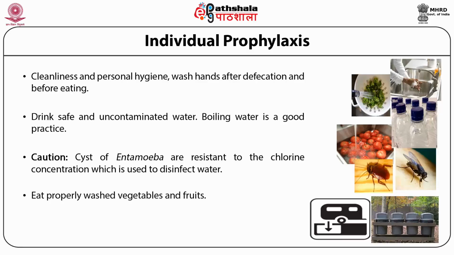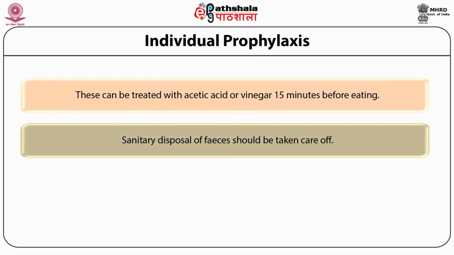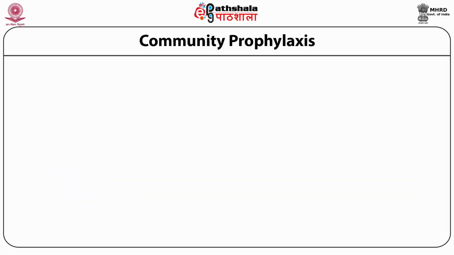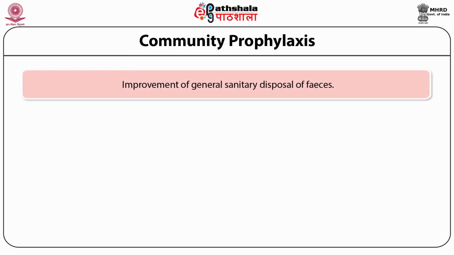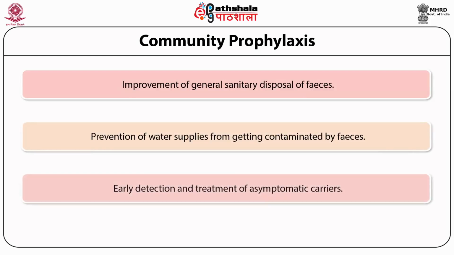Eat properly washed vegetables and fruits. These can be treated with acetic acid or vinegar for 15 minutes before eating. Vinegar is easily available in houses. Sanitary disposal of feces should be taken care of. Care should be taken to keep the mechanical carriers like houseflies and cockroaches under control. Keep the food stock covered. Talking about the community prophylaxis, improvement of general sanitary disposal of feces, prevention of water supplies from getting contaminated by feces, and early detection and treatment of asymptomatic carriers are some of the prophylactic measures which can be taken at the community level.